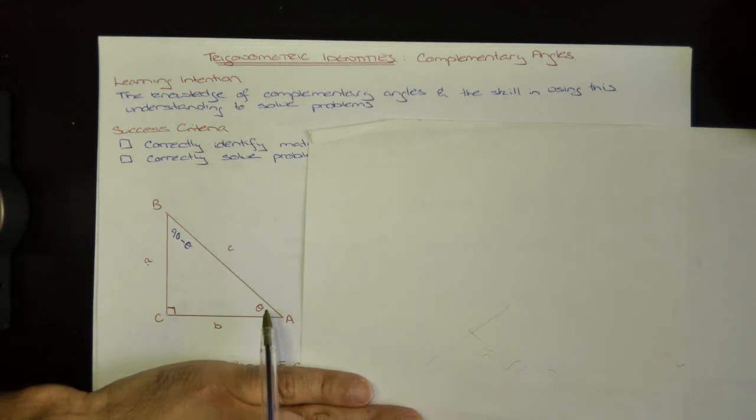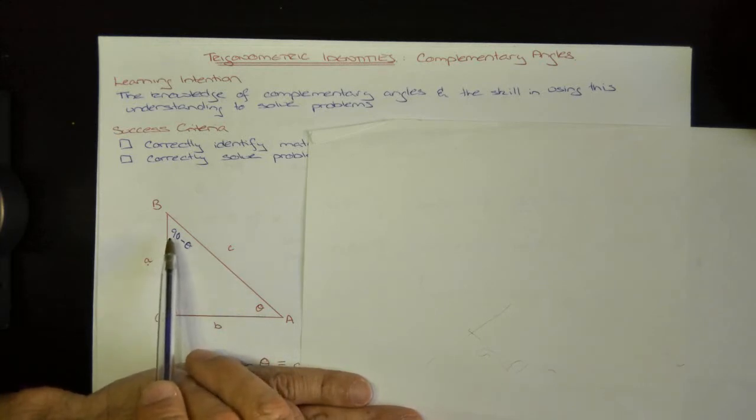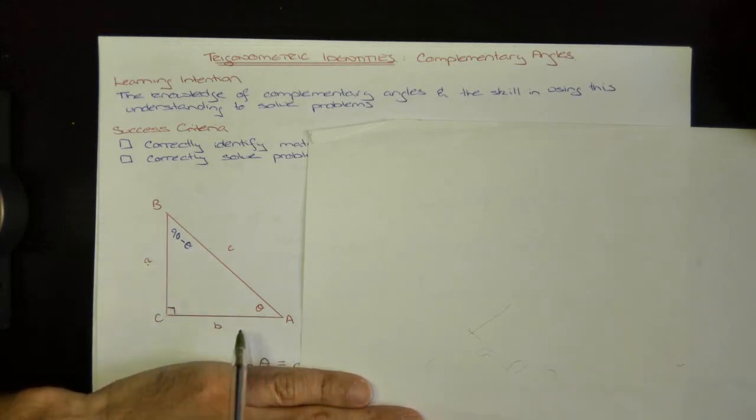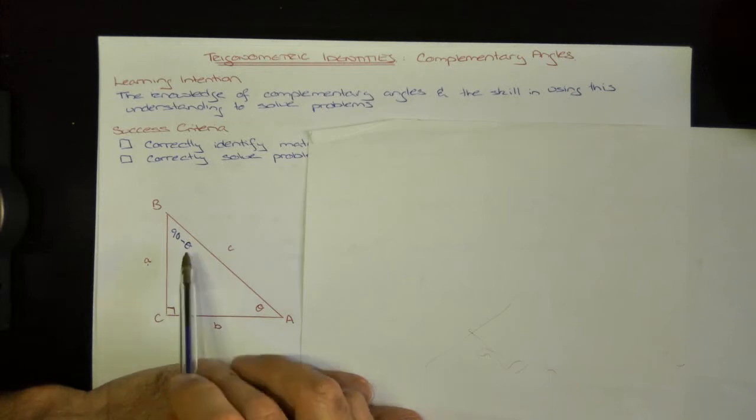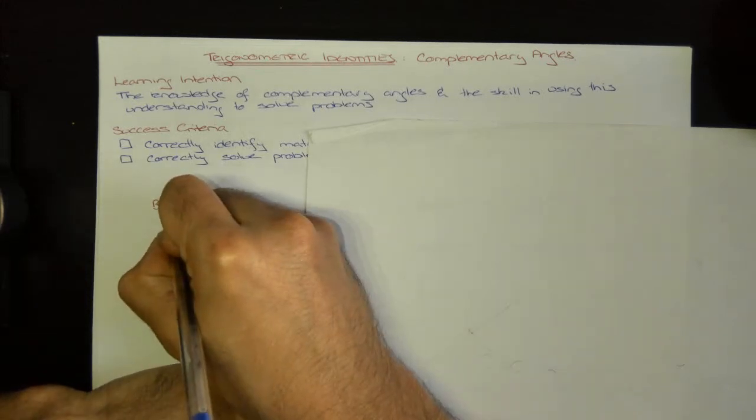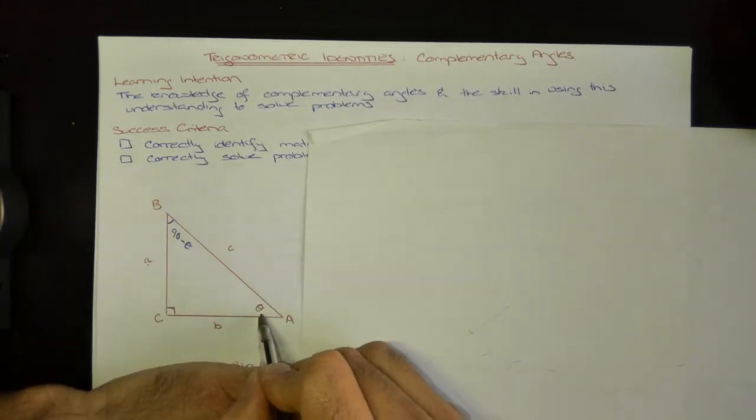Okay. If I have a dedicated angle, theta, well, this opposite angle is going to be 90 minus theta because it's a right angle triangle. So if this was 20, that would have to be 70 in order for it to be a triangle. So therefore, this angle here is 90 minus whatever this angle is.